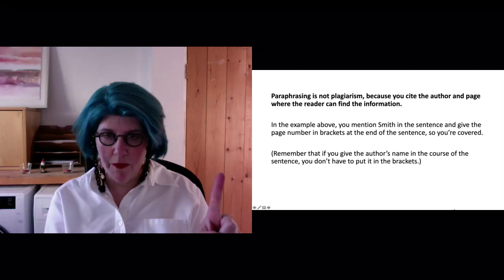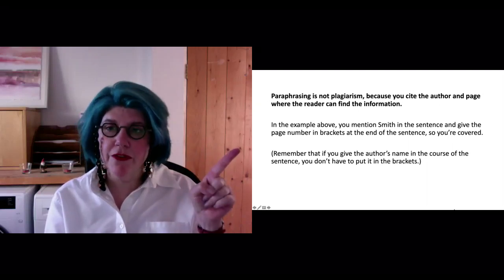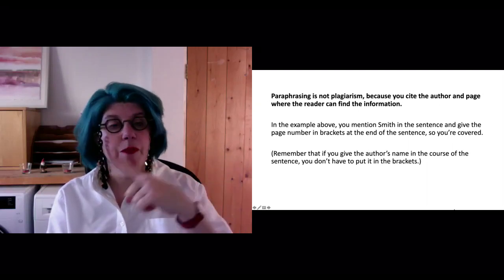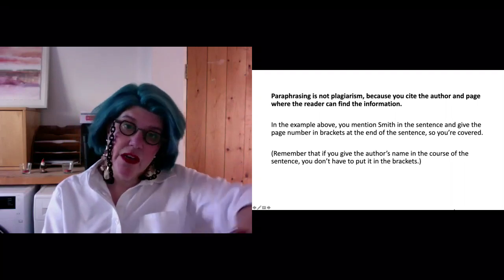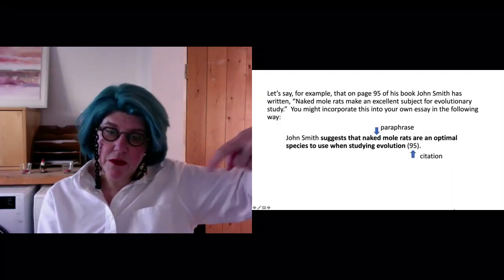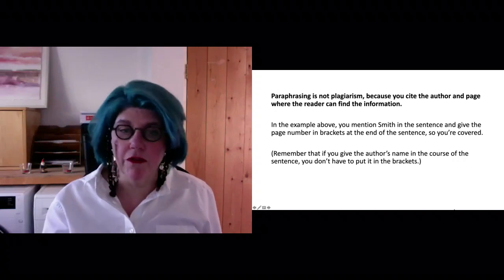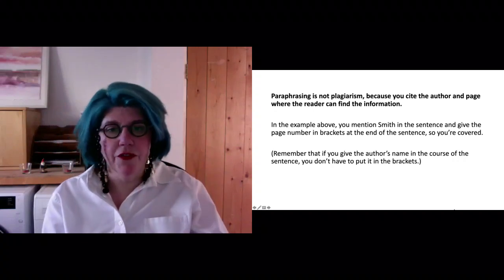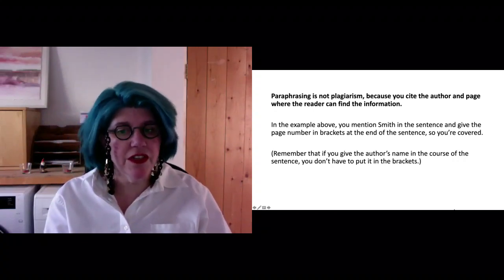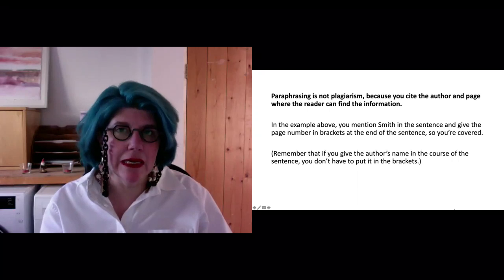In the example above, you mention Smith in the sentence and you give the page number in brackets at the end of the sentence, so you're covered. Remember that if you give the author's name in the course of the sentence, you don't have to put it in brackets.